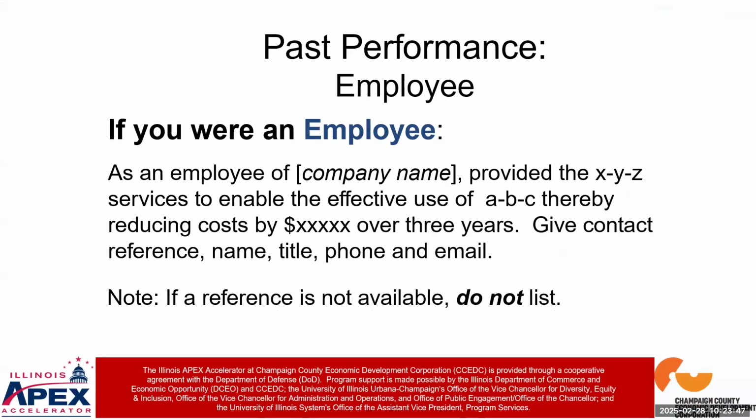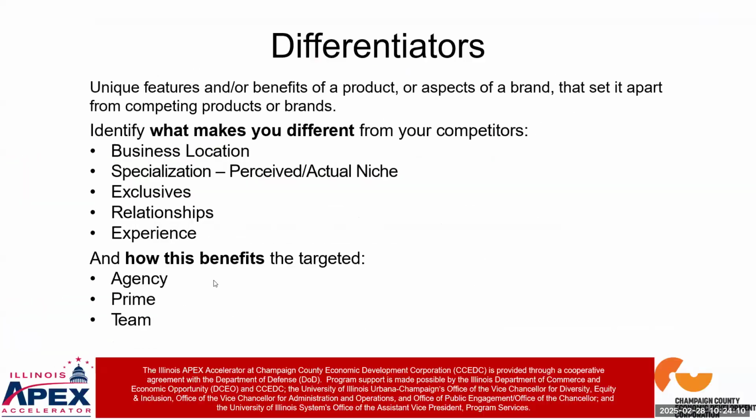Okay. I was an employee of a company that did work that eventually went to the government. As an employee, I provided those services, enabled the effective use, thereby reducing the cost over 3 years. So again, what was my part as an employee of an agency that did work for the government or of a prime that worked for the government?